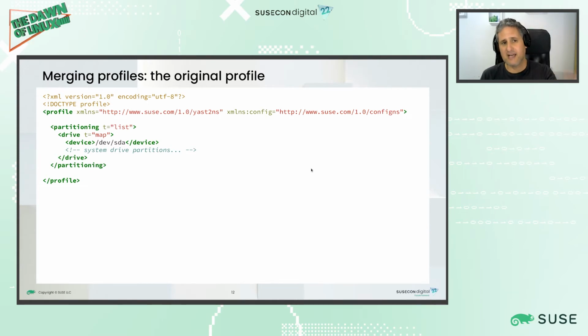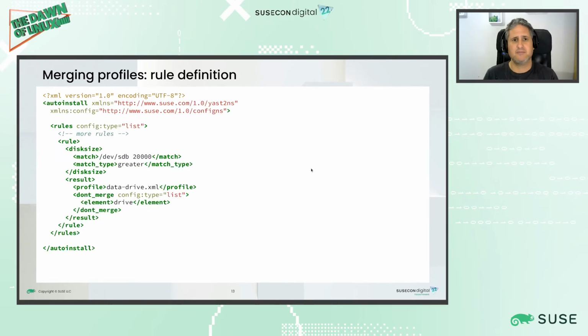It defines a drive sda where I'm going to put the system partitions. All my system partitions are going to be there. But if I have a second disk, I would like to use that second disk to be mounted in a data partition. Okay, so this is the original profile.